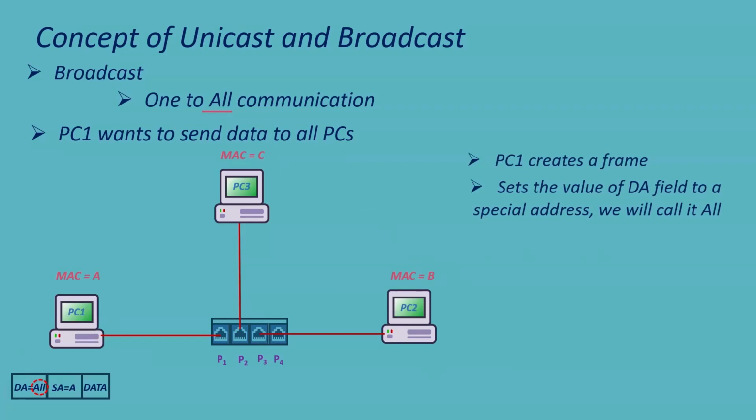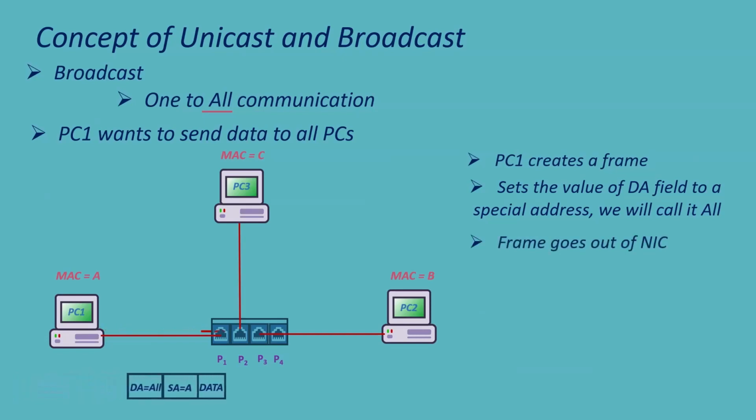Again, a disclaimer: I am building concepts here. That's the reason I'm using simple terminology. In reality, MAC addresses are different and have particular characteristics. We will come to that soon, after one or two lessons. But for now, just focus on the concepts. So it builds a frame, puts the special address DA equal to all in the destination address field, and then the frame goes out of the NIC.